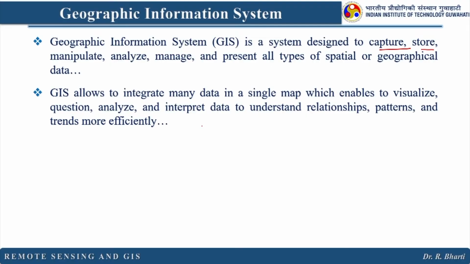So here GIS gives you a platform where you can visualize the data, run some queries, analyze the data, and interpret the data. And why are we doing that? To understand the relationship between different parameters, then patterns. You need to decide if this particular study area has some pattern in terms of some parameters, then accordingly a decision has to be made. And trends can also be established here, right?